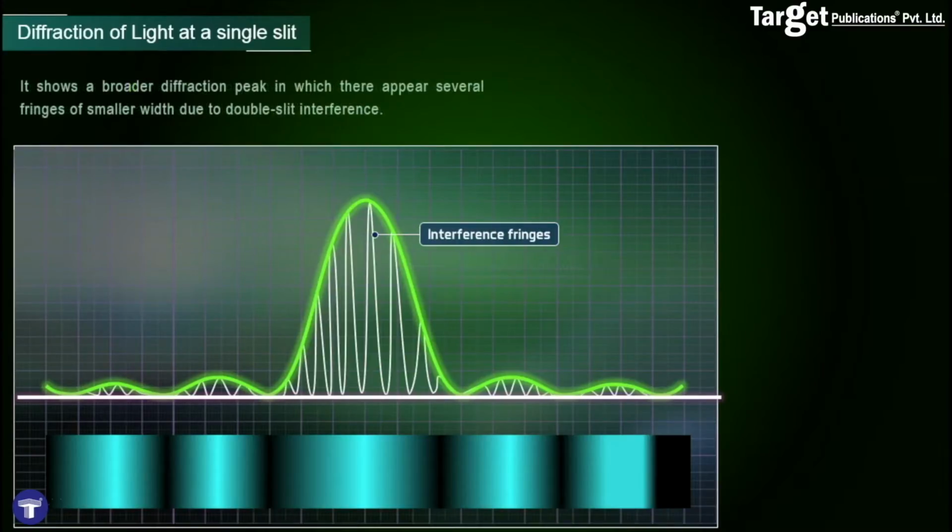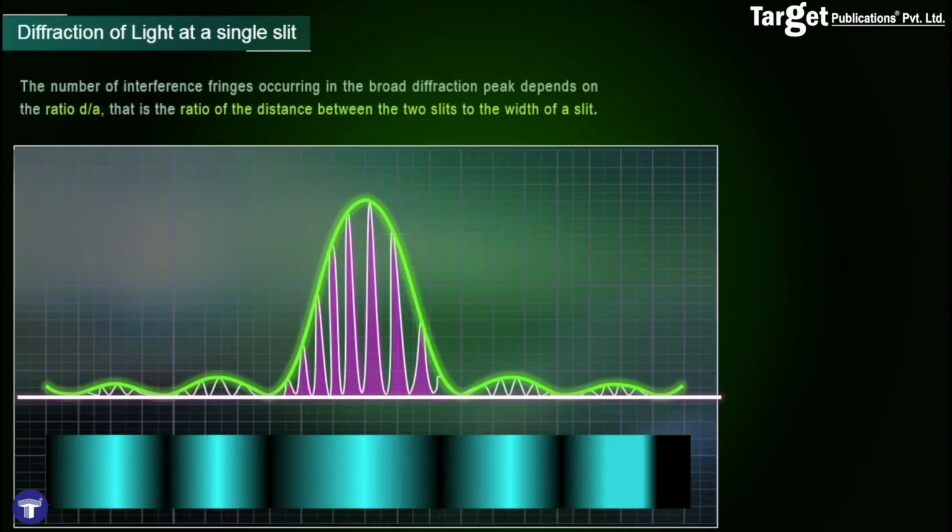The number of fringes, that is, you see there is a broad diffraction peak in which there are several interference fringes inside, and the number of these interference fringes depends upon the ratio d by a. That is, it depends on the ratio of the distance between the two slits to the width of each slit. That is, d is the distance between the slits and a is the width of each slit. So you see the Young's double slit experiment is affected by the diffraction of light at each single slit.